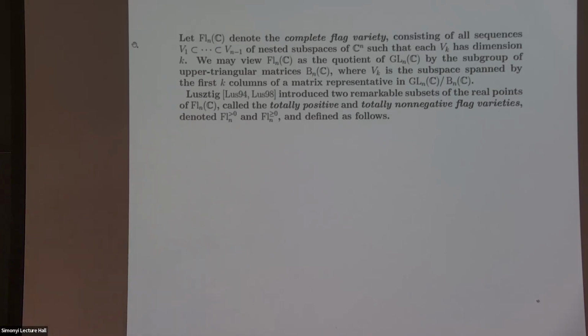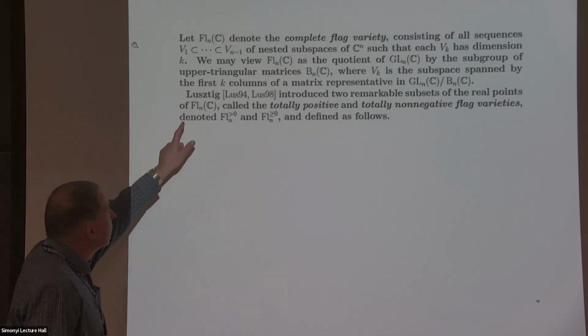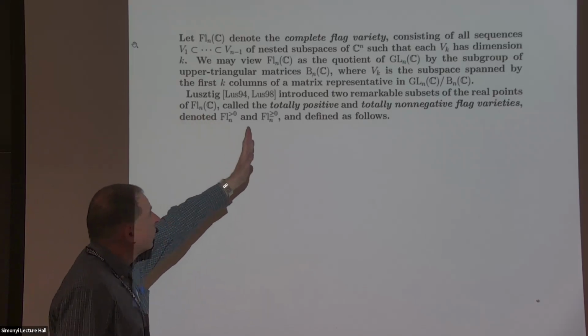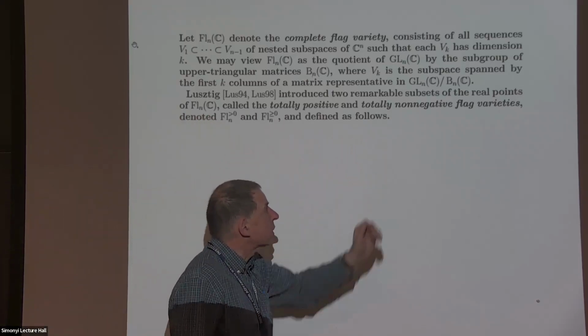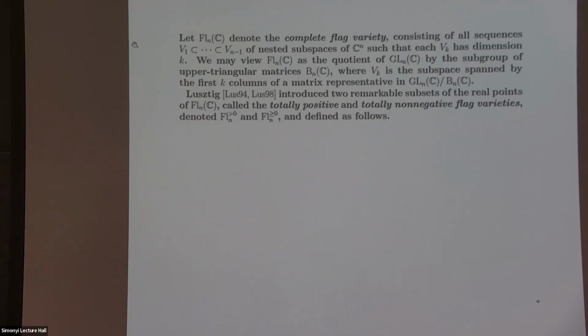And in fact, upper triangular matrices play a crucial role here. You can think of Vk as the subspace spanned by the first k columns of the matrix representation of GLN(C) mod BN(C). And Lusztig, as I mentioned, who played a key role here, introduced two remarkable subsets of the real points of FLN(C), called the totally positive and the totally non-negative flag varieties, which we'll denote by FLN greater than 0 and greater than or equal to 0.